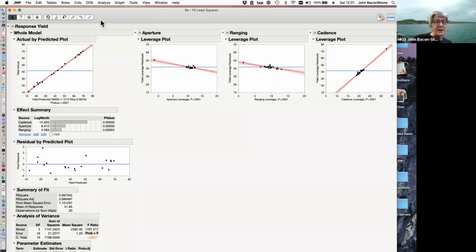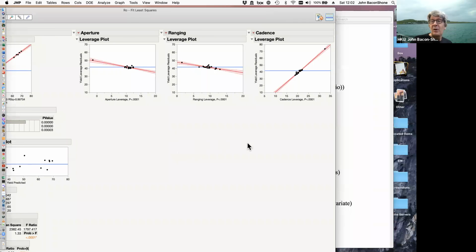So that's rather worrying. Indeed, the adjusted R-squared is much better. It's 99.6%. But it's rather worrying. How can we have the situation that we've reversed our conclusions about the effect of aperture and ranging with cadence?